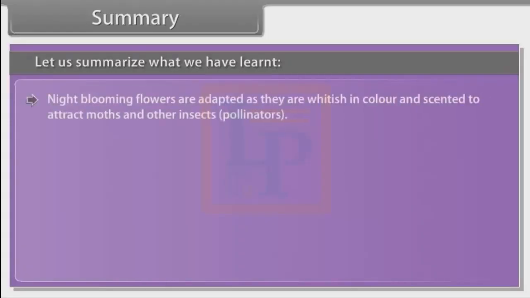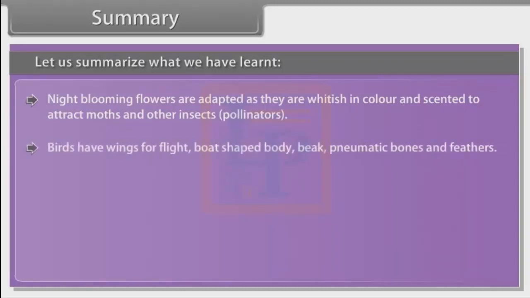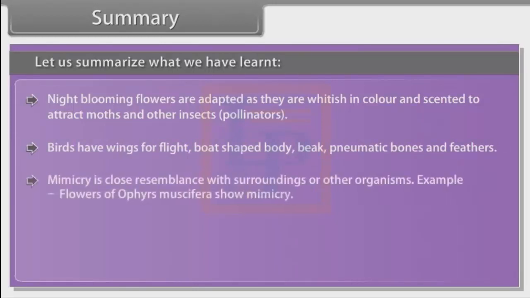Night-blooming flowers are adapted as they are whitish in color and scented to attract moths and other insects, pollinators. Birds have wings for flight, a boat-shaped body, beak, pneumatic bones, and feathers. Mimicry is close resemblance with surroundings and other organisms. Example, flowers of Ophrys muscifera show mimicry.